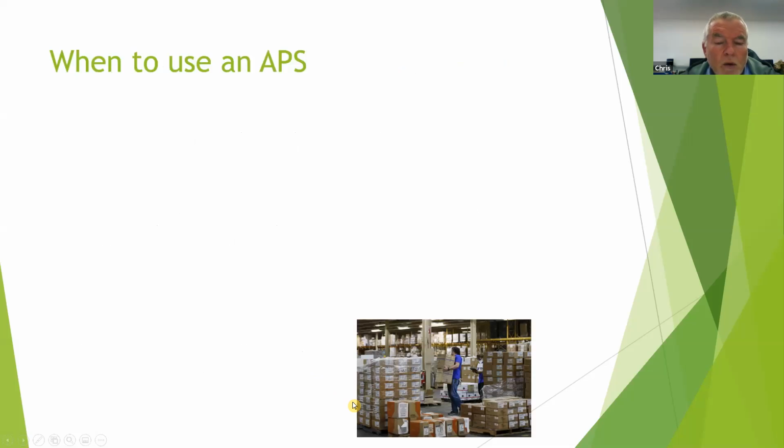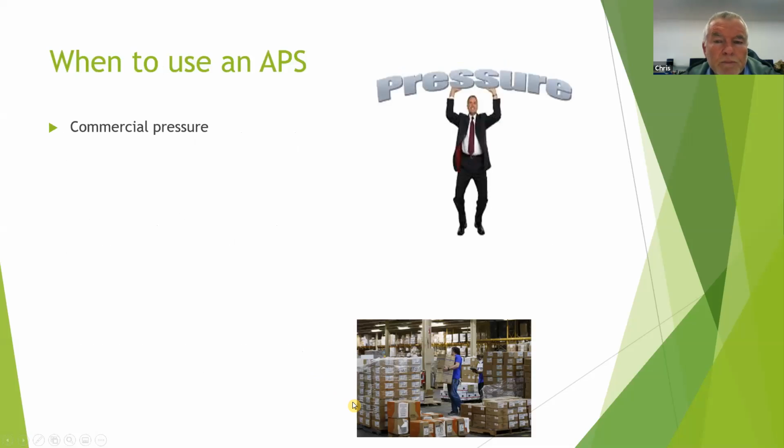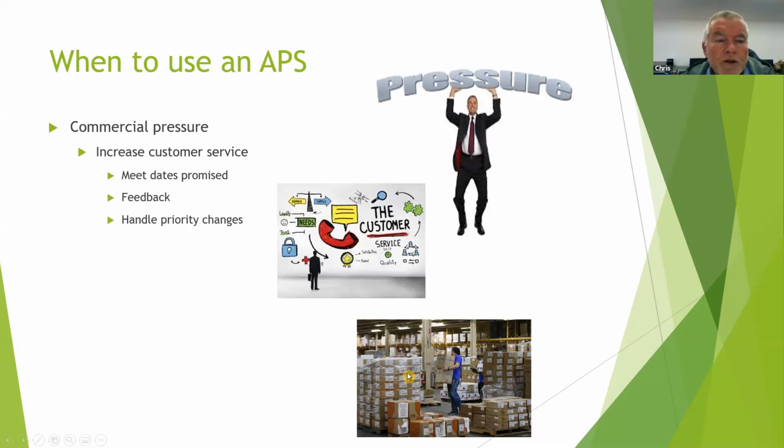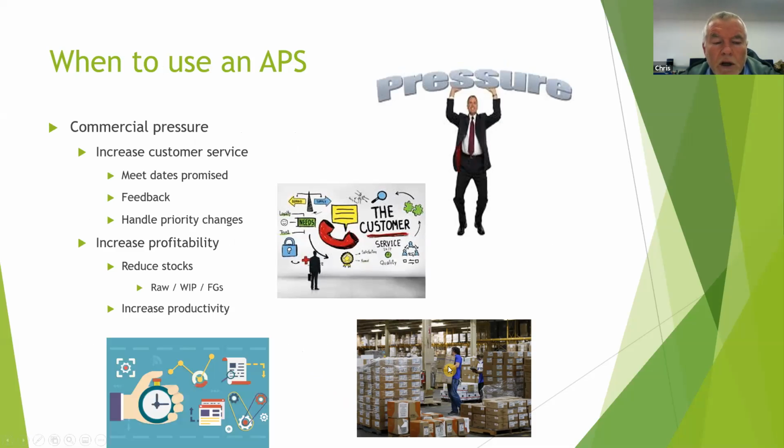Okay. When you use an MPS, you're under pressure. Sorry, this block should have been hidden. You're under pressure to meet delivery date promises, to provide feedback, to handle priority changes, and it's more than you're able to do manually at the moment. You need to increase profitability by reducing stocks or increasing productivity. Any one of those, any combination of these would make you a candidate for an advanced production scheduling solution.